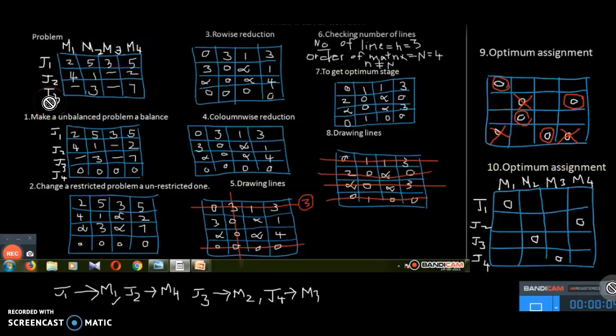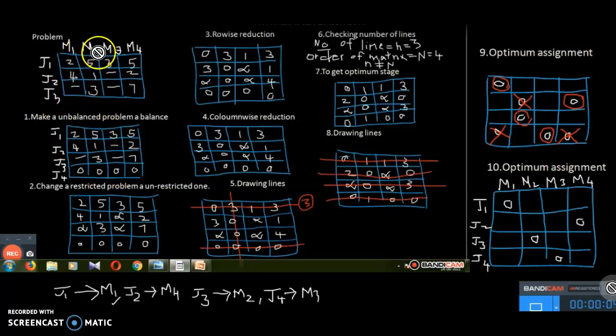This is an unbalanced problem, therefore we have to make it a balanced problem by adding one more job with zero assignment costs. With the zero assignment costs, we can make this unbalanced problem a balanced problem.